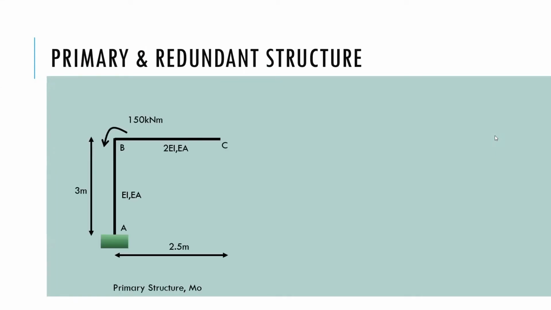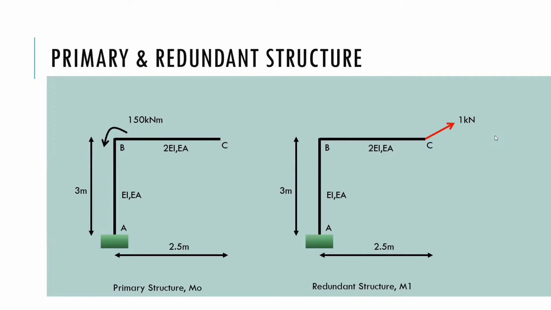In this case, NCD is identified as redundant. Therefore, it was removed in the primary structure, and it was applied back as 1 unit force in the redundant structure. We assume the NCD is in tension in this case. It is also to note that there is no real load in the redundant structure.